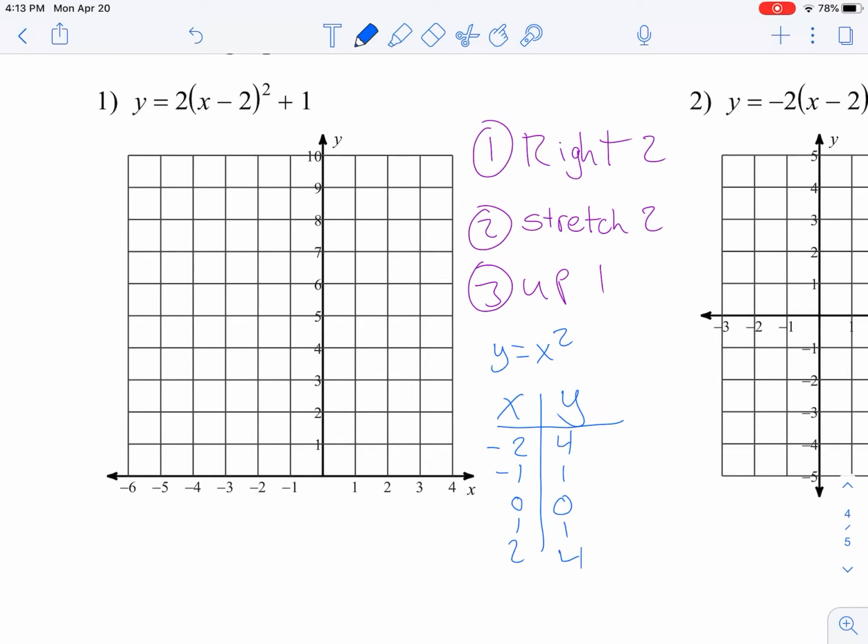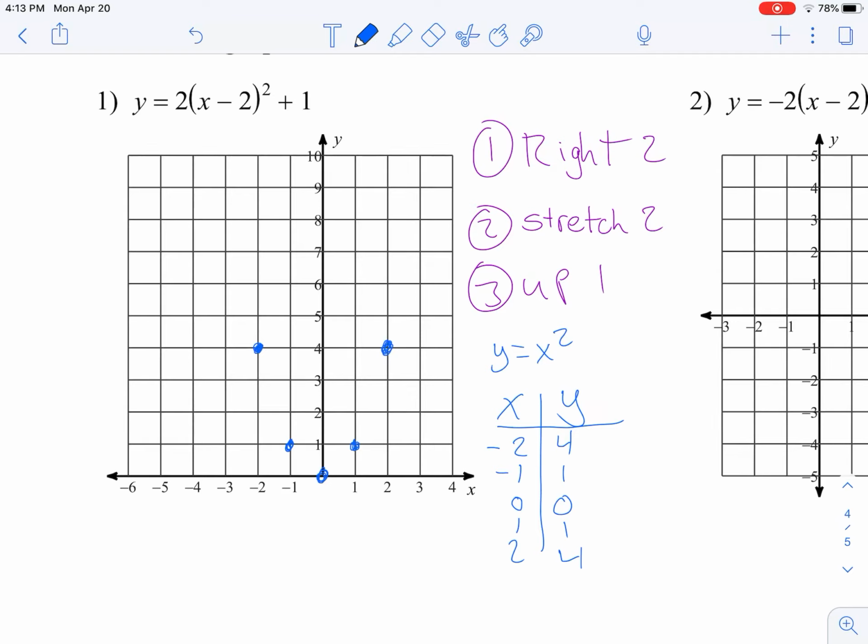This table, I'm going to be using again with our other way of graphing. This is a very important table, our parent function table. So if I were to graph this, I'd find -2 and go up 4 and put a point. I would go -1, up 1, put a point. 0, 0. 1, 1, and 2, 4. And these are all the points for our parent function.